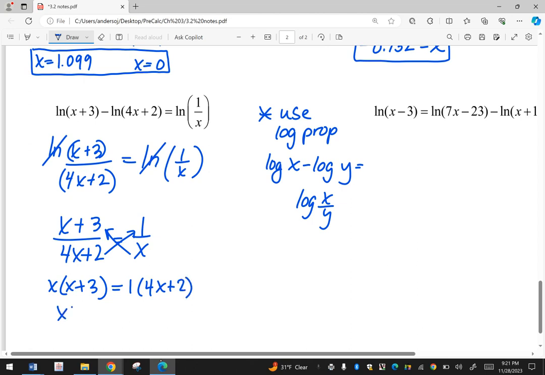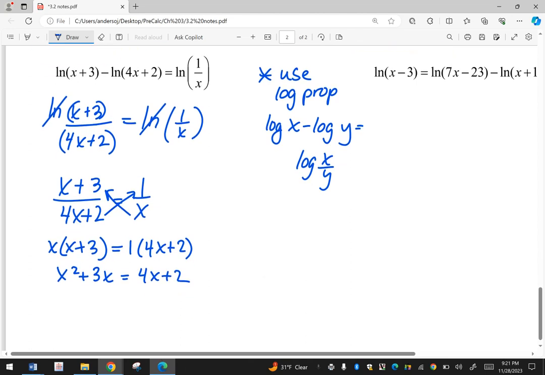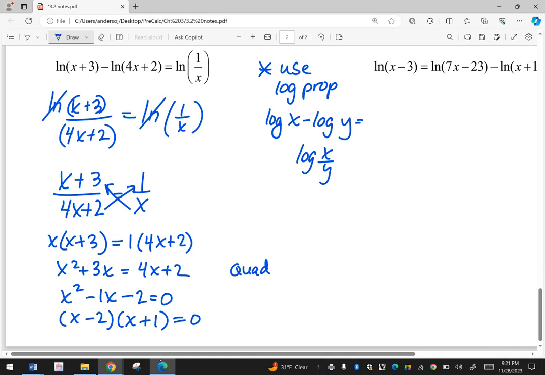I can distribute. And again here, I have a quadratic. So I will practice solving quadratics by getting it all set equal to 0. I will factor it. And now I can say x will equal 2 and x will equal negative 1.